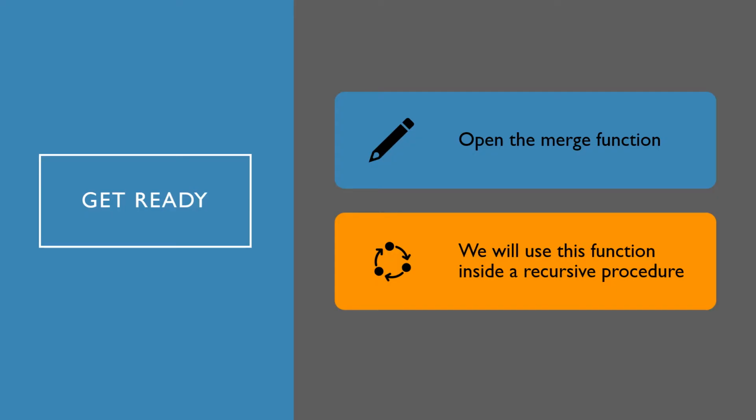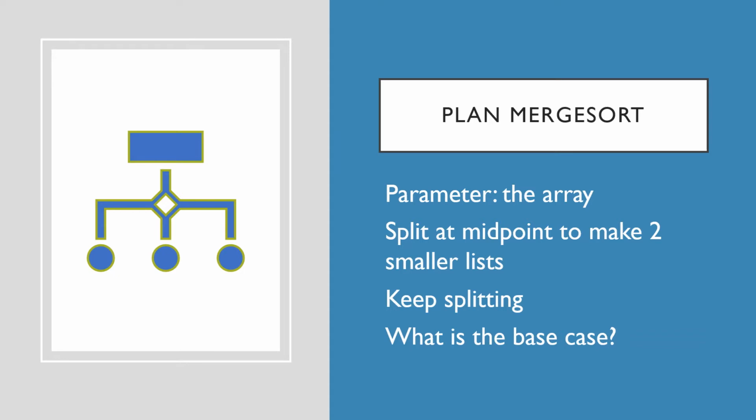So to get ready, open the program that has the merge function in it, or copy the merge function from your previous program into a new Python program. And we're going to use this function inside another procedure. We're going to write that procedure now, a recursive procedure. So we're going to write the merge sort procedure.